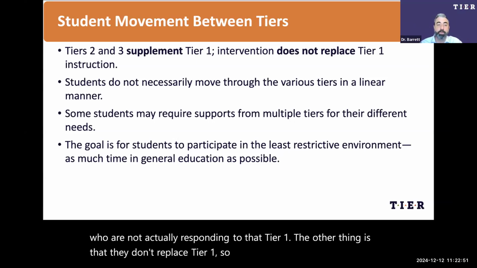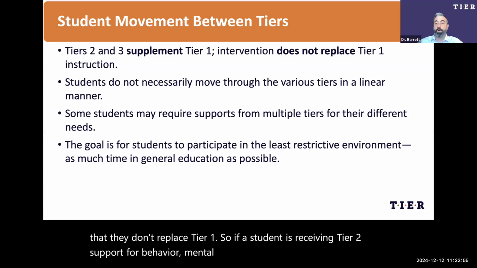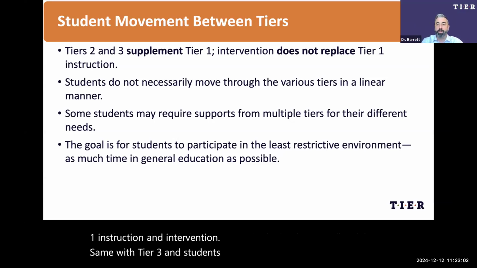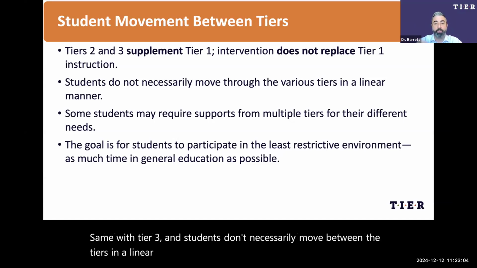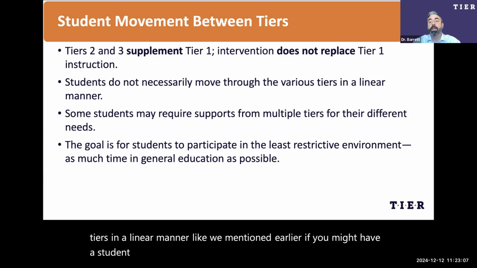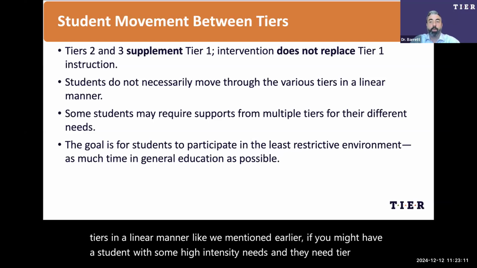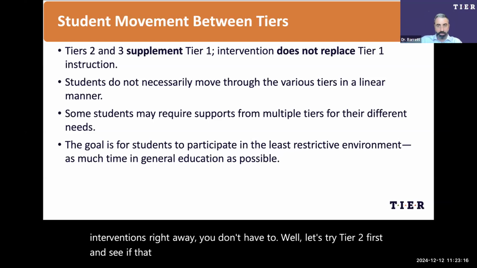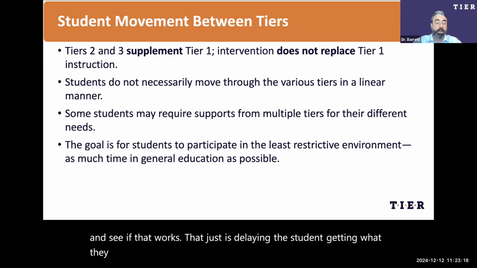So if a student is receiving Tier 2 support for behavior and mental health, they're still getting all the Tier 1 instruction and intervention. Same with Tier 3. And students don't necessarily move between the tiers in a linear manner. Like we mentioned earlier, if you have a student with some high intensity needs, they need Tier 3 interventions right away. You don't have to say, well, let's try Tier 2 first and see if that works. That just is delaying the student getting what they need. If it's apparent that they need intensive support, then that's what we'll provide.